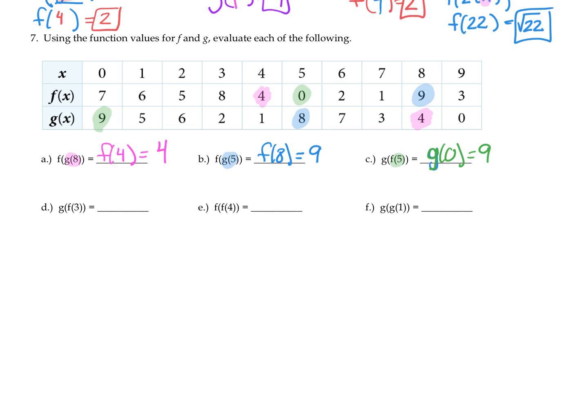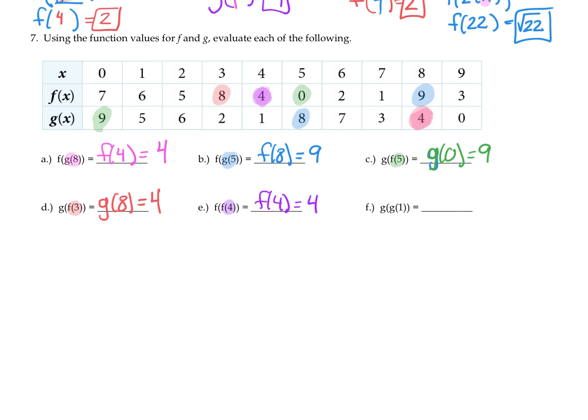All right, in D, f of 3, so I go to where x is 3, I go to my f function, the answer is 8. So now I'm finding g of 8. Again, I go to 8, go to g, and that answer would be 4. Find f of 4. f of 4 is actually 4. So now I find f of 4 again, and the answer is just 4.